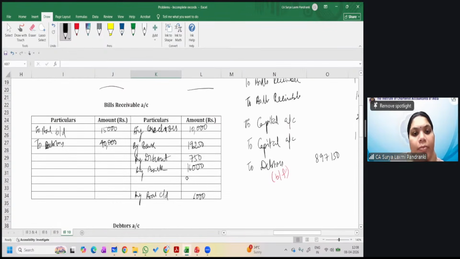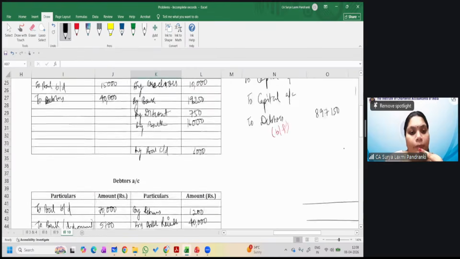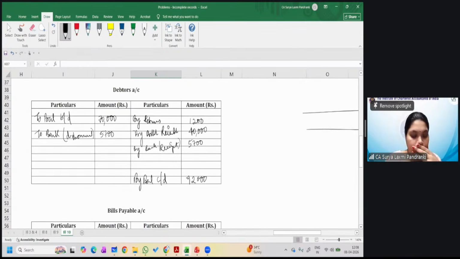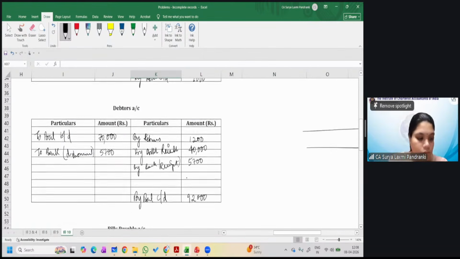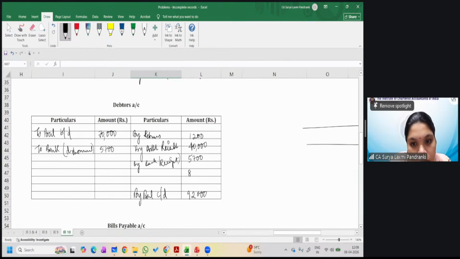What is the balancing figure in the bills receivable account? Ma'am, one figure is left. The summary cash figure, ma'am, to debtors 8,90,000 balance. By cash, how much is the amount? 897,150. And ma'am, the discount account is also left, 2,400 by discount account. We didn't write? No, ma'am. Okay.